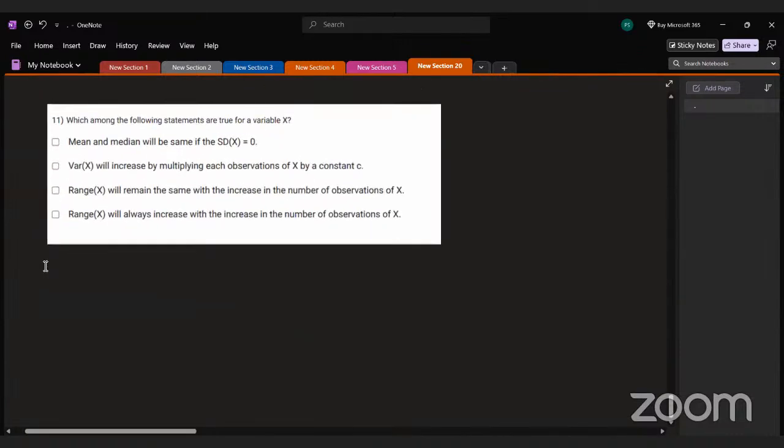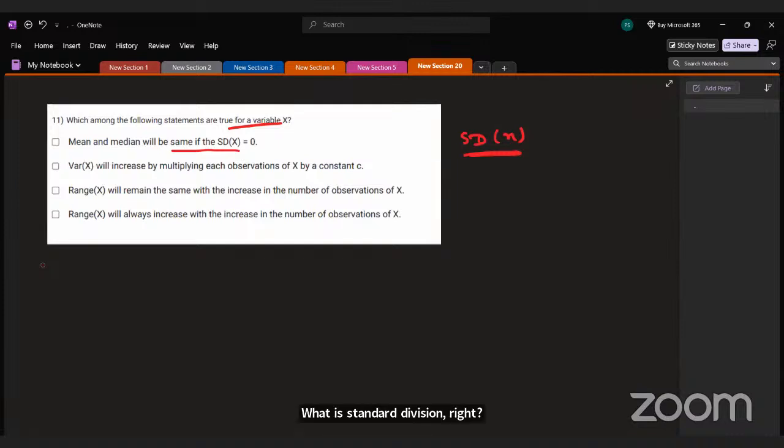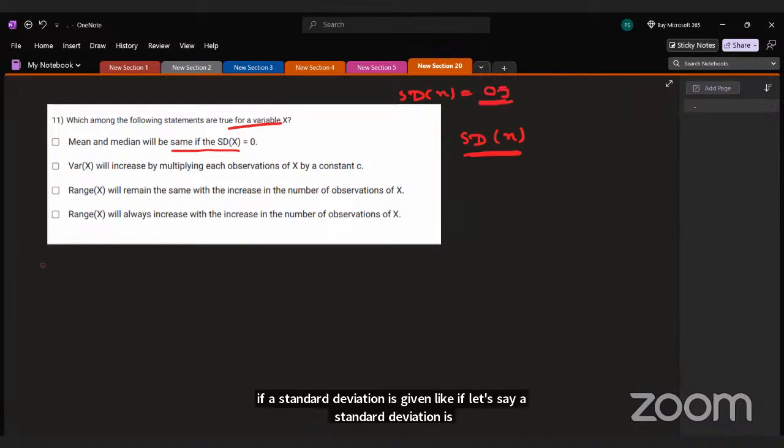In this question, we have got: which among the following statements are true for a variable? Mean and median will be the same if the standard deviation is 0. What is standard deviation, guys? Under root of x minus x bar whole square. No, that's good, but if a standard deviation is given, let's say 0.9, what can you interpret from this? Sir, all the elements must be the same, sir.